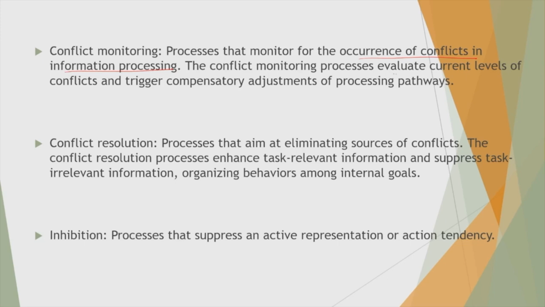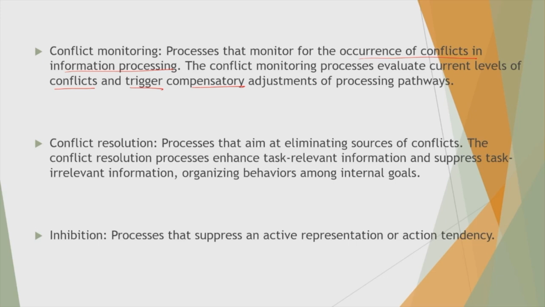The conflict monitoring process evaluates current levels of conflict, and then it triggers compensatory adjustments of processing pathways. What has to be done? First, you monitor the scenario, identify the problem, monitor the problem, and then trigger the processing pathway as to how to deal with it, and then comes the resolution.